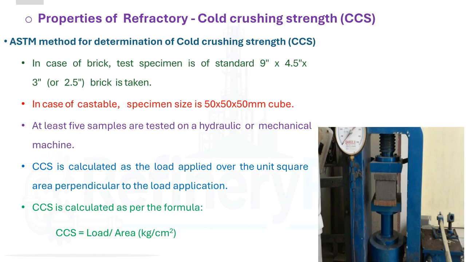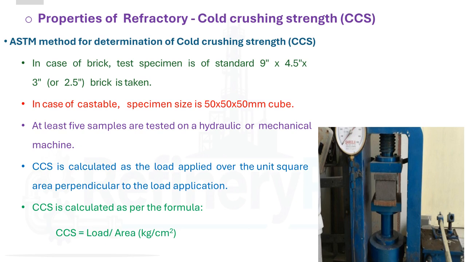Now let's see how cold crushing strength, or CCS, is actually tested and measured according to ASTM standards. For bricks, the standard test specimen is a full-size brick, typically 9 inches by 4.5 inches by 3 inches, or sometimes 2.5 inches high. This is the industry benchmark. For castables, the specimen is different, a 50 mm by 50 mm by 50 mm cube. That's because castables have a different microstructure compared to fired bricks, so the test needs to match the material.